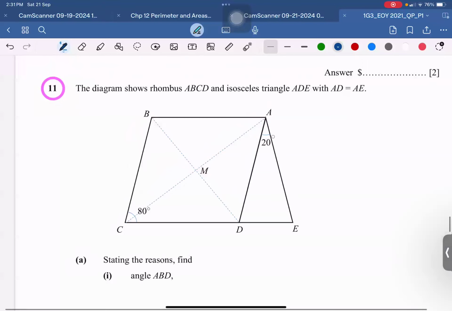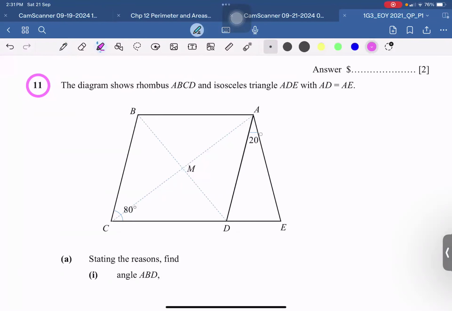Next part of the question number 11. This one shows a rhombus, right? A rhombus means the length over here are going to be the same. The angles opposite each other are 80, so this is also angle 80 degree. And for a rhombus, the angle at the center is all 90 degrees over here. So they have right angle triangles.